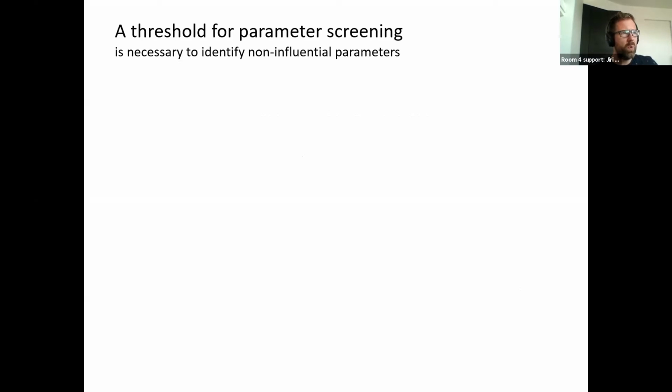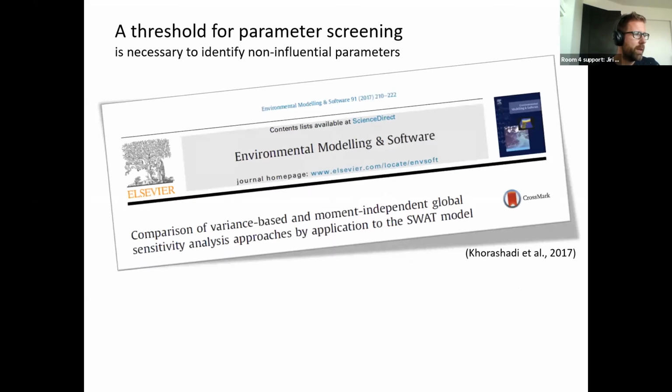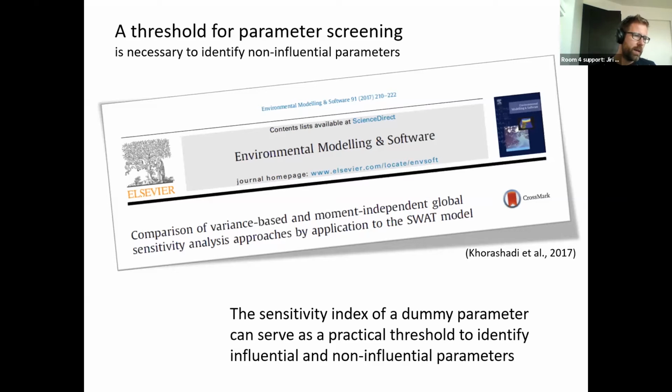So where does that come from? Well, recently, now it's not so recent anymore, it's 2017, we were looking at those different types of sensitivity analysis. And there we introduced the sensitivity index of the dummy parameter to serve as such a threshold to identify influential and non-influential parameters. And that's what I'm going to try to show today, how this actually works and why we can actually prove that this is correct when performing a screening analysis.